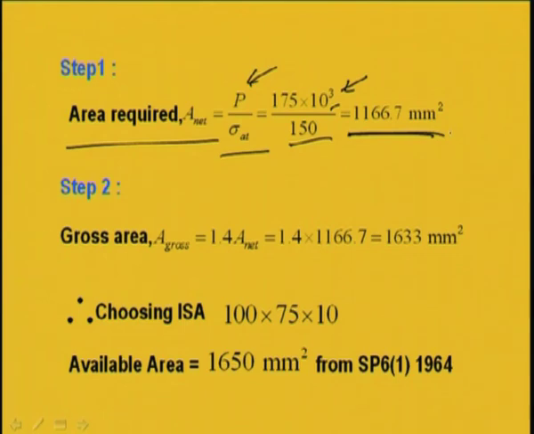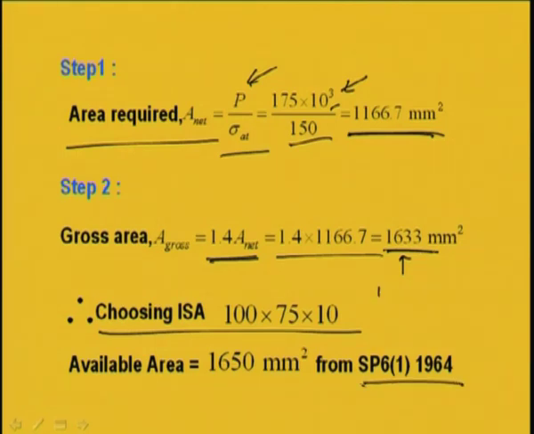In the next step, we have to increase the area to find the gross area, let us say by 40%. So, the gross area is 1.4 into 1166.7, which gives 1633 millimeter square. Now, let us choose some angle, because we need this 1633 millimeter square. We will go to SP16 of 1964 and see which section matches this area.